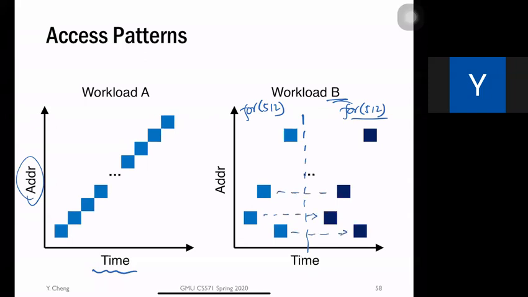Okay, at the same location. But within the same for loop, it's completely random and there's no clue. It's completely random. But between these two, there's a repeated pattern.